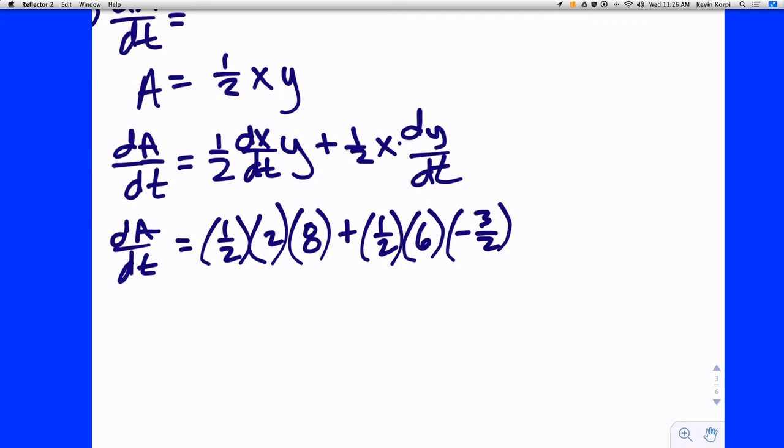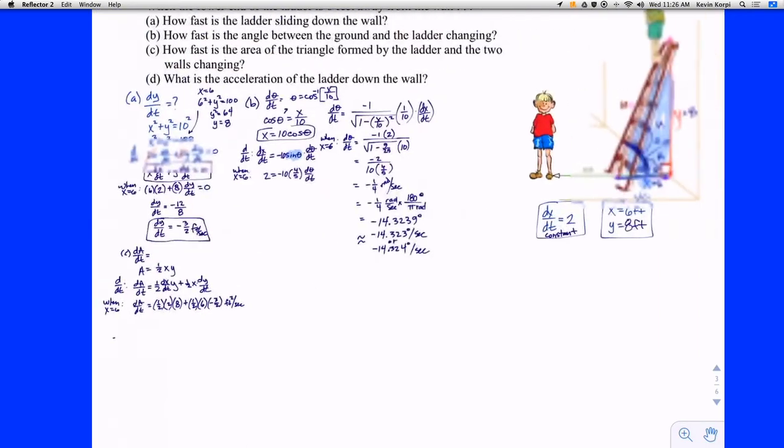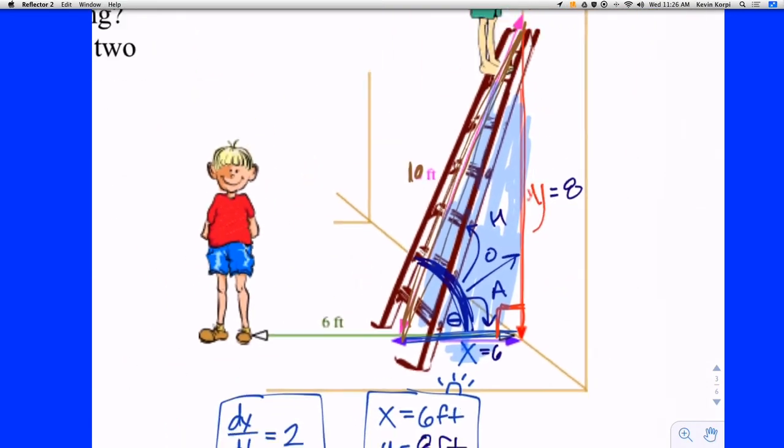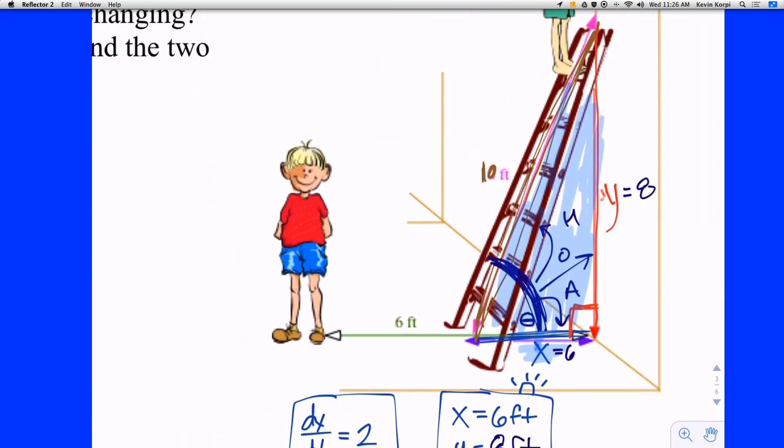-3/2, and that would be square feet per second. Let's see where we are in terms of the ladder being pulled out. The ladder's 10 feet. When it's 6 feet from the wall and it's 8 feet high, it's before the halfway point, the 45-degree angle. It started up against the wall, and as we're pulling it out, since it's still higher on the wall than it is away from the wall, it's not quite yet at the 45, right?